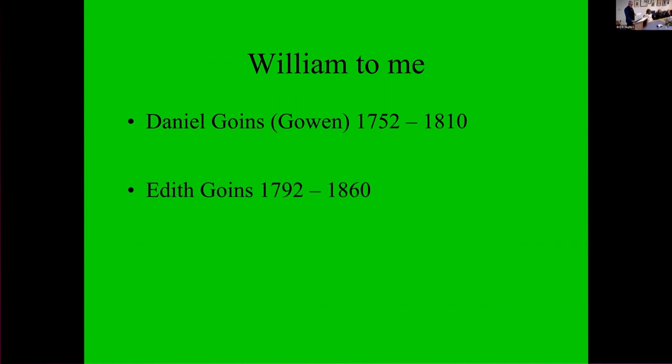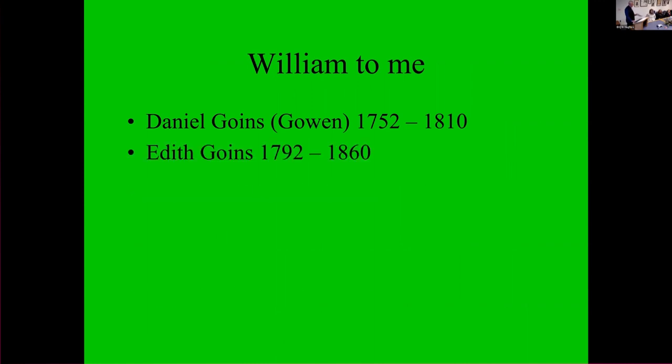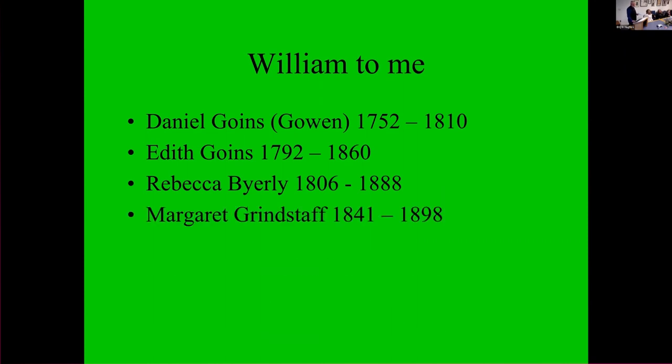All right. So now we're going to go from William to me. Daniel Goins was William Shadrach's son. And then this is where my Goins line daughters out, because Edith was Daniel's daughter. And then Edith marries a man named Harmon Byerly. And then their daughter is Rebecca Byerly. And then Rebecca marries a man also named Harmon, Harmon Grindstaff. And then their daughter is Margaret Grindstaff. She's the Margaret in the story that I was just sharing with you. That's who she is based on.